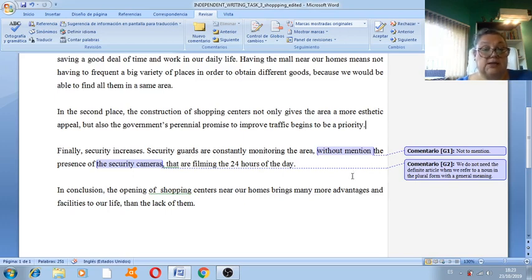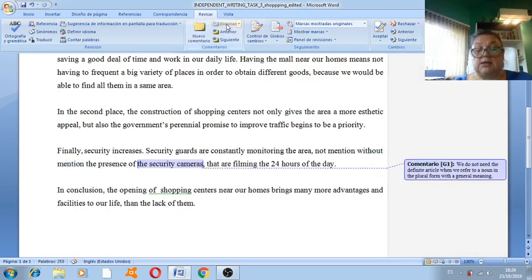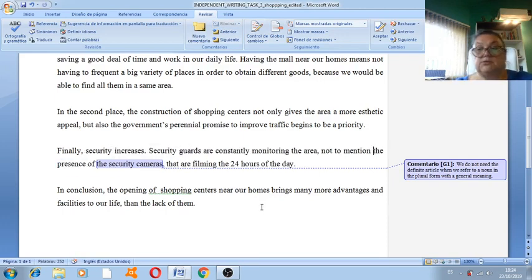All right. Then finally, security increases. Security guards are constantly monitoring the area. Not to mention, we say in English, and again, this is an expression that I taught you in my previous video. So again, it would have saved me the trouble of correcting it once again if you had watched the video. Not to mention the presence of security cameras.